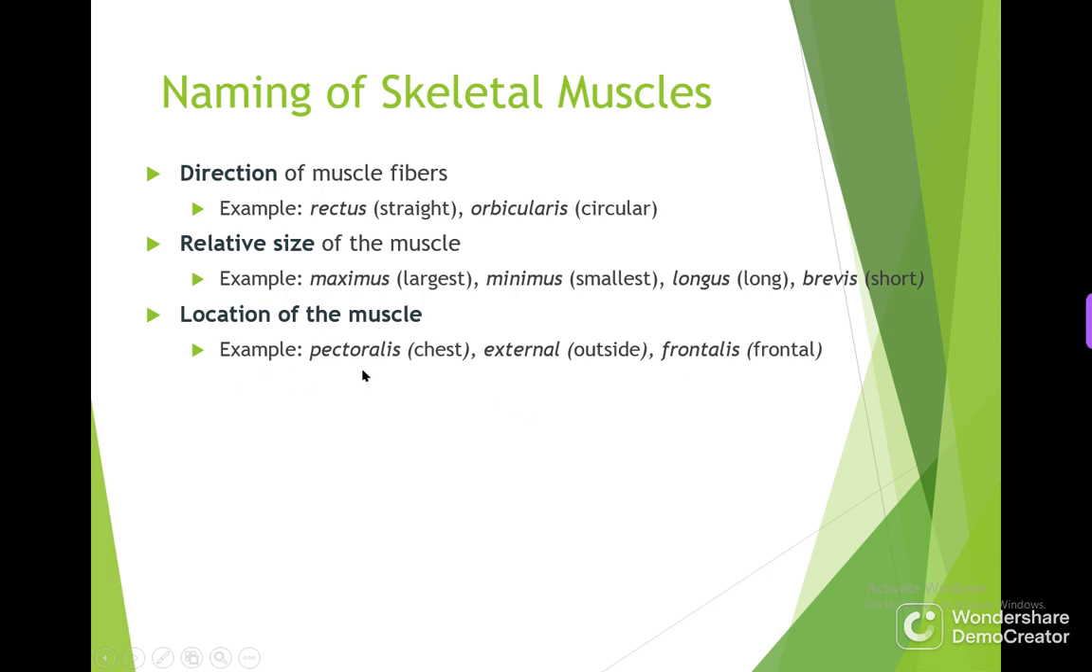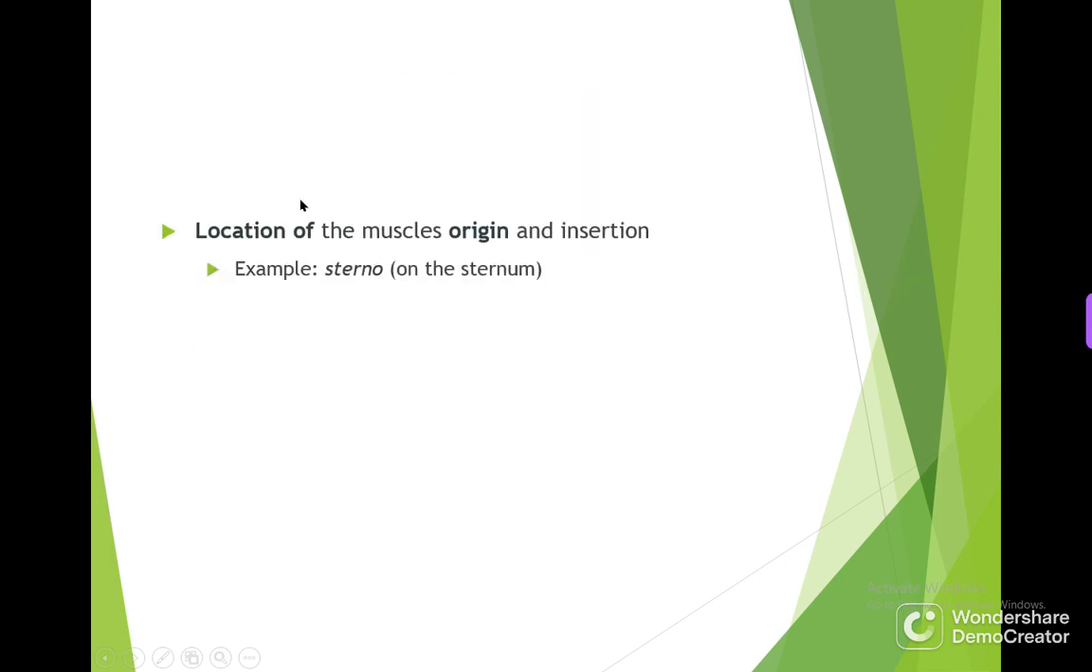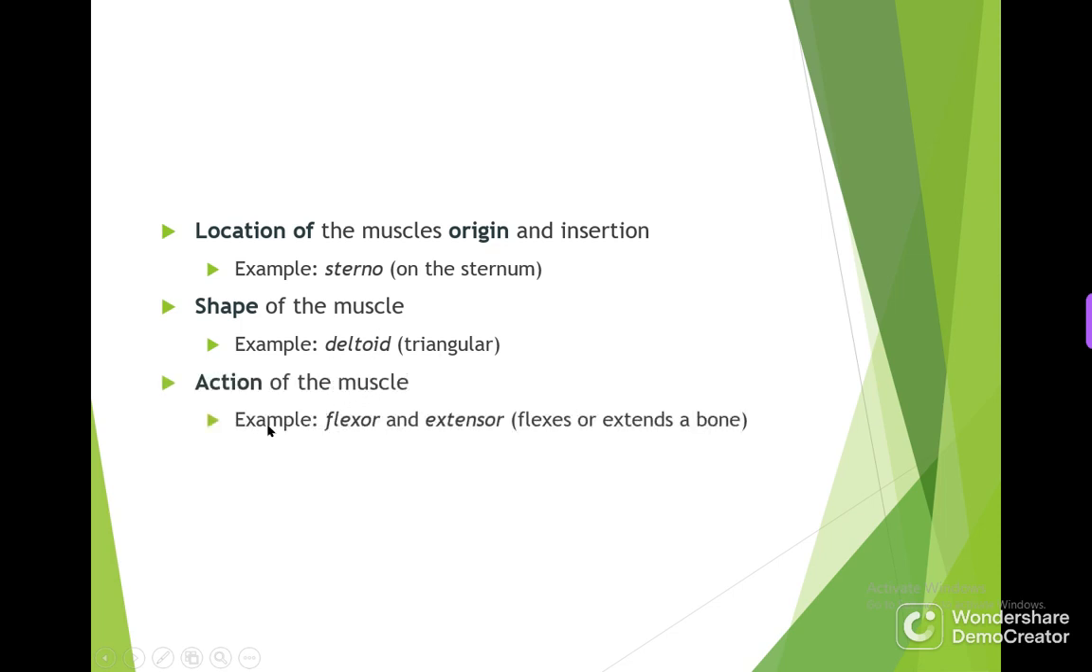So it is the pectoralis muscle of the chest which is contracting mainly if you are moving in for the flexion. Number of heads, example, the triceps, three heads. And origin and insertion of the muscle, example, sternocleidomastoid on the sternum. And shape of the muscle, example, a deltoid, triangular, depending upon this, I have already classified it. Action of the muscle, flexor or extensor.